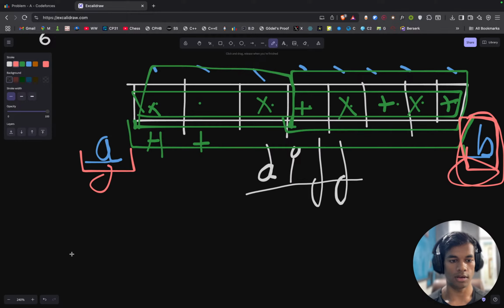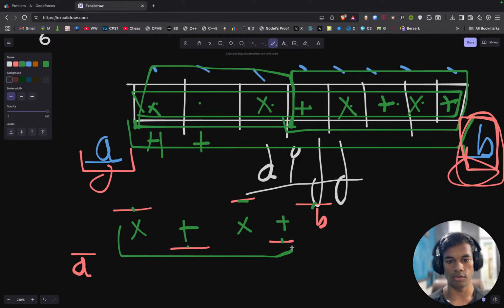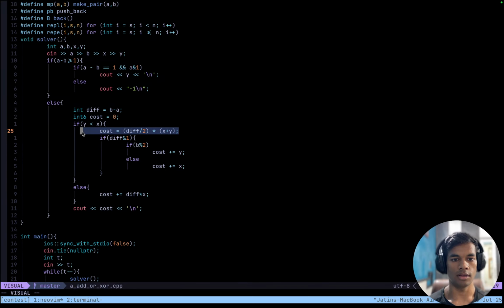So let's say even is represented by a lower dash and odd by a higher dash. So our example number would be something like this. We have a here at even and b here at odd, and the difference is odd. 1, 2, 3, 4, and 5. We have to increase a by 5. So first we can do XOR and then addition, then XOR to get here, then addition like we normally do. So these four operations are pretty nice, and we have already added them in this diff divided by 2 into it.